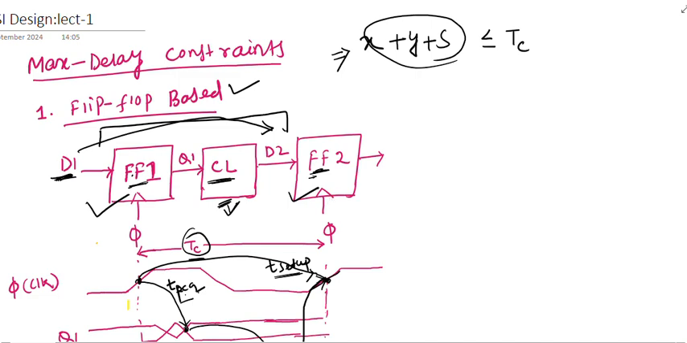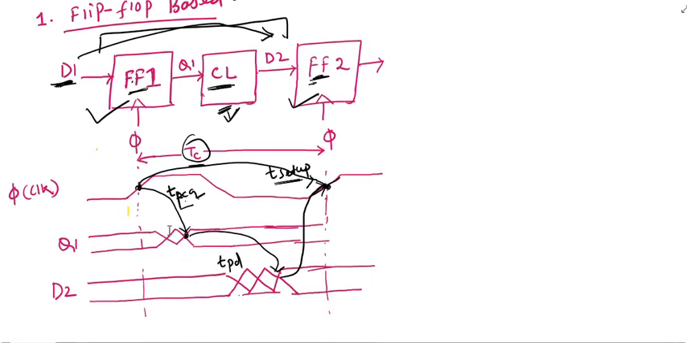Now let us understand this in terms of the timing waveform. This is the clock signal. At the rising edge only, the flip-flop will be active. This is the first rising edge and this is the second rising edge. When the rising edge comes, the data D1 is given as input, and after some delay we get the output. This delay is known as TPCQ, the propagation delay from clock to Q.